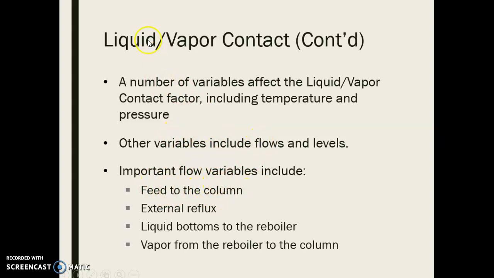What's also important for liquid-vapor contact? Feed to your column. The rate of your feed flow is very critical. Plus, if it's preheated, that is important. And remember, the feed does not go in the column right at the bottom tray. It's usually fed midstream. External reflux: we have that reflux that comes around to help make the separation even cleaner. The liquid bottoms go to the reboiler and vapor from the reboiler goes to the column.